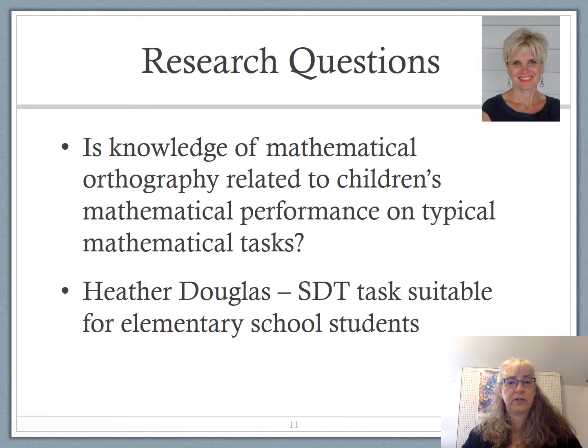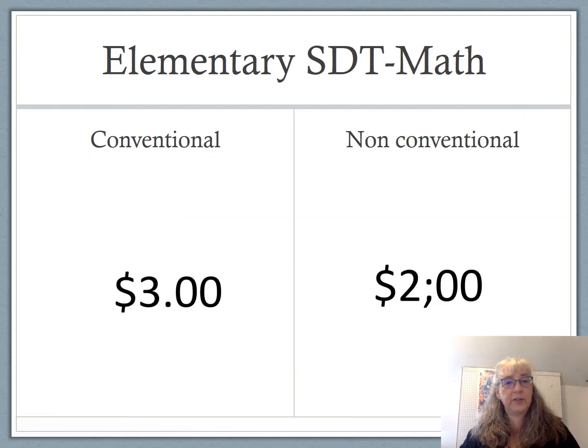And so Heather Douglas, shown here, developed a version of the symbol decision task for math that was suitable for elementary school students. In the elementary SDT math, children were again shown sequences of conventional symbols and asked to judge, is this something that you would see? Would your teacher write this on the board? Is this a correct combination? And those were contrasted with non-conventional sequences. So the task was the same as it was for the adults. They saw a symbol string and had to decide whether it was conventional or not.